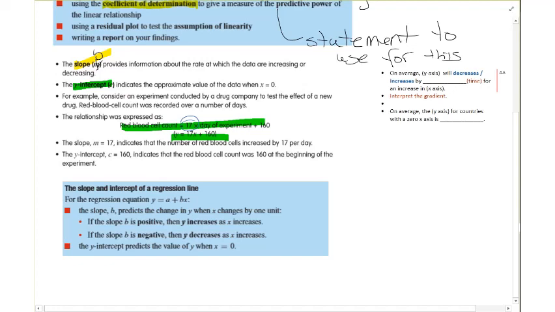Here's a nice little summary of what I've just been talking about. Remember, the slope can be positive or negative. If it's positive, then y increases as x increases. And if it's negative, y decreases as x increases.